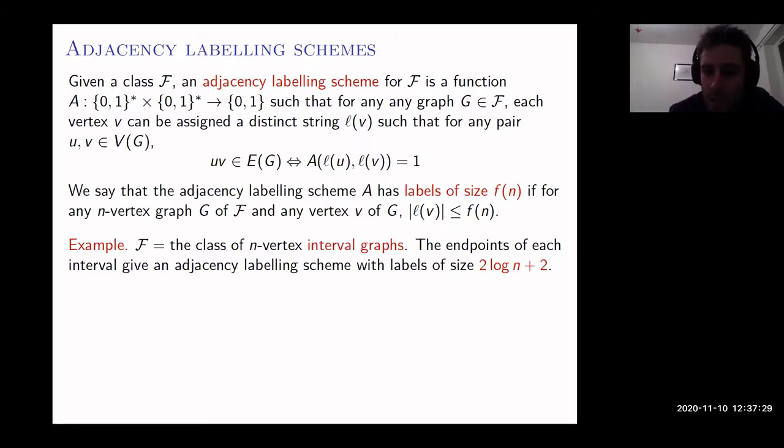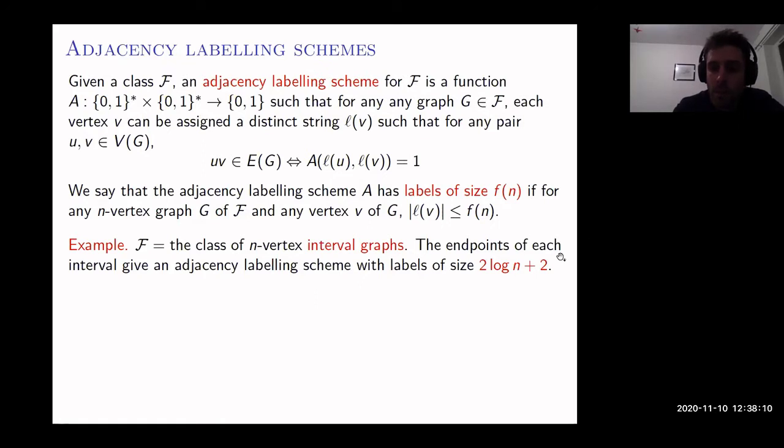So recall that in an interval graph, each vertex corresponds to some interval, and two vertices are adjacent if and only if the intervals intersect. So what's the natural label that you can assign to each vertex? The first thing to observe is that you can always assume that the endpoints of the intervals are integers between 1 and 2n. And now you can associate to each vertex v the endpoints of the interval associated to v. This takes log of 2n plus log of 2n, so it's 2 log n plus 2.